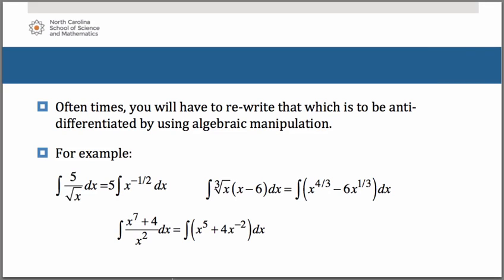Finally, one last example. If we wanted the antiderivative of x to the 7th plus 4 over x squared dx, we're going to apply the laws of exponents and rewrite this as x to the 5th plus 4x to the negative 2nd. Very similar to how you would have worked with it if you wanted to take a derivative.